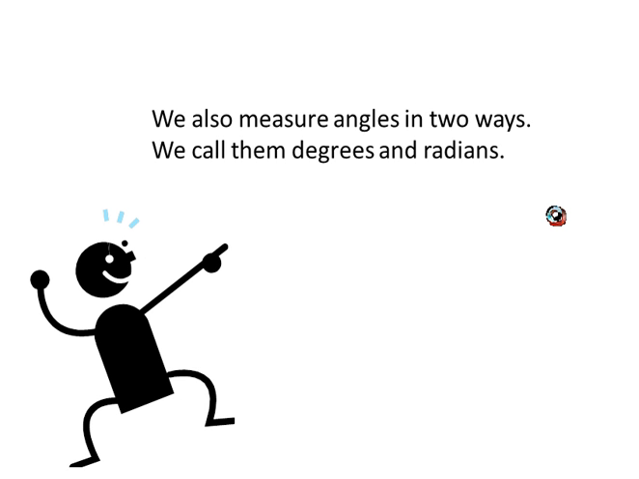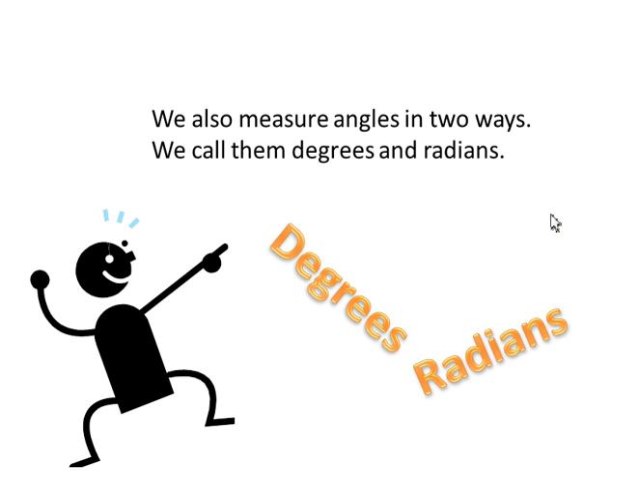Because when we talk about angles, well, we can measure them 2 ways. We can call them degrees and radians. In this first video, we'll talk about degrees, and the second one we'll get to radians, and probably the third one we'll get some examples. We'll see how much time I can squeeze in.